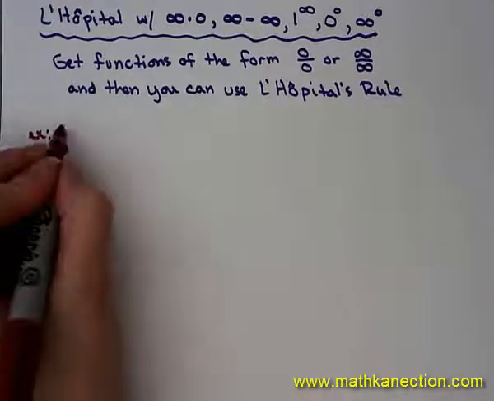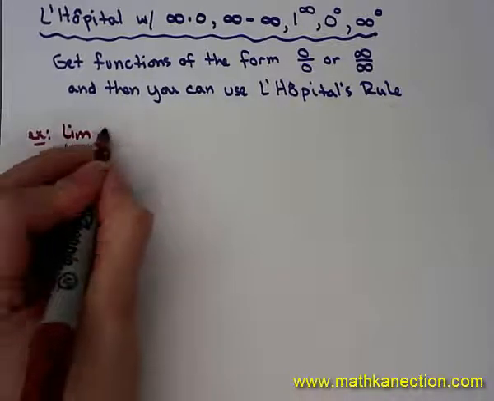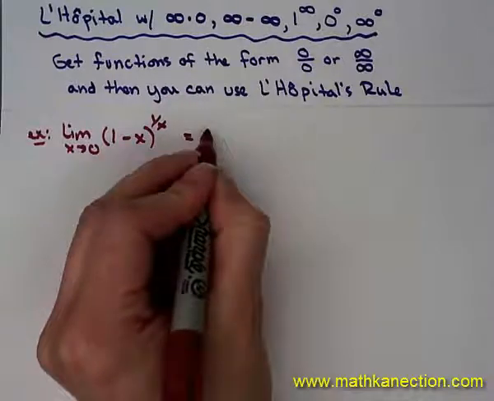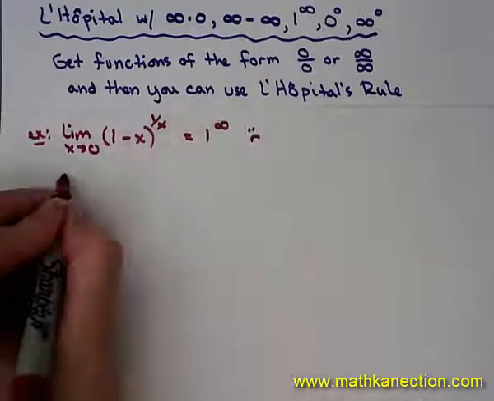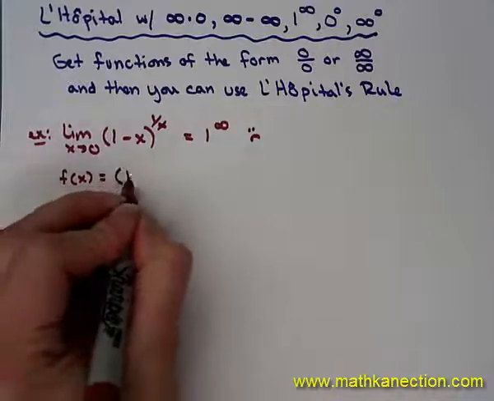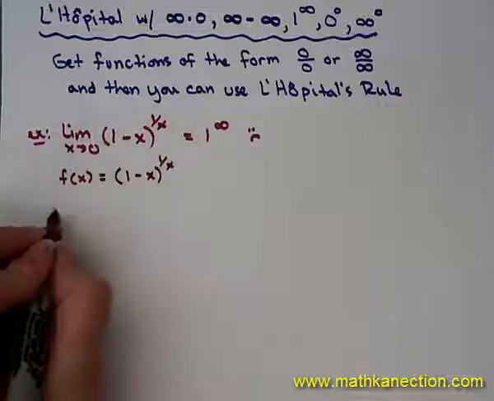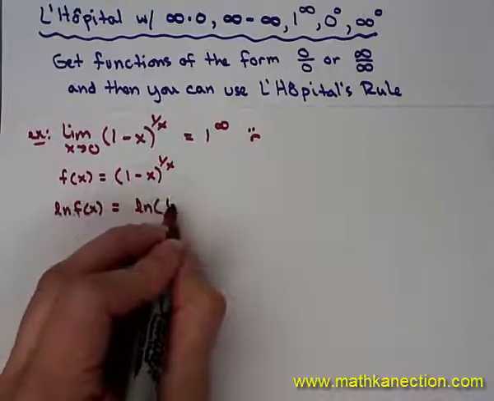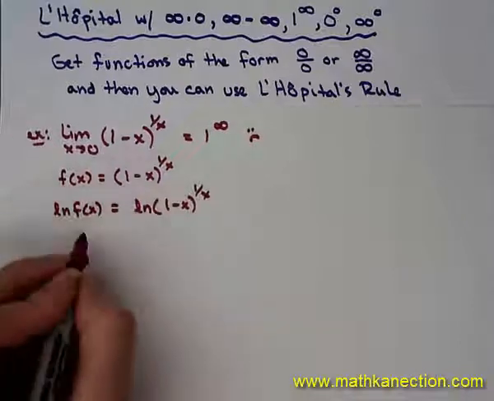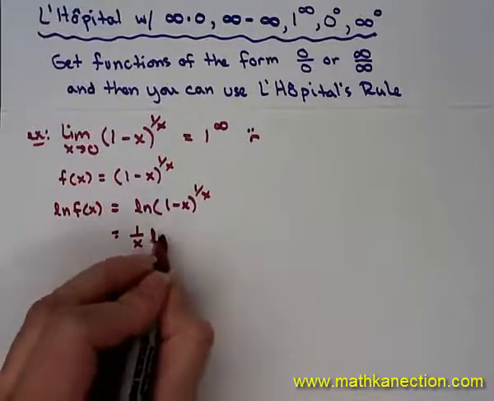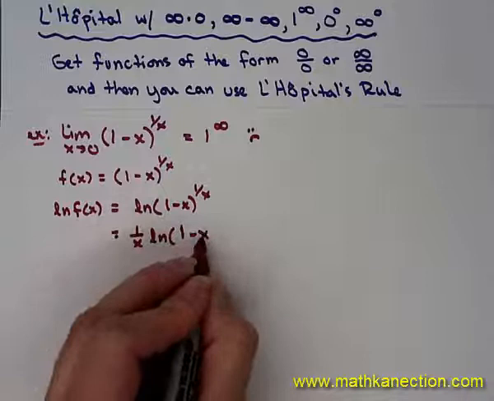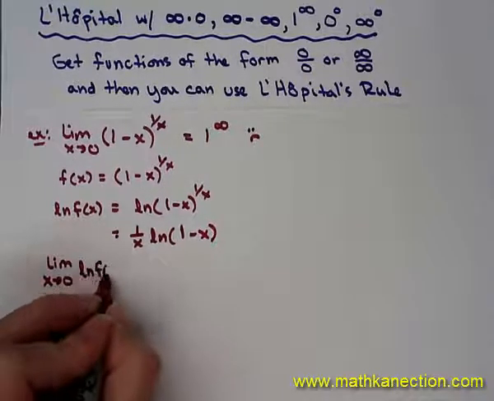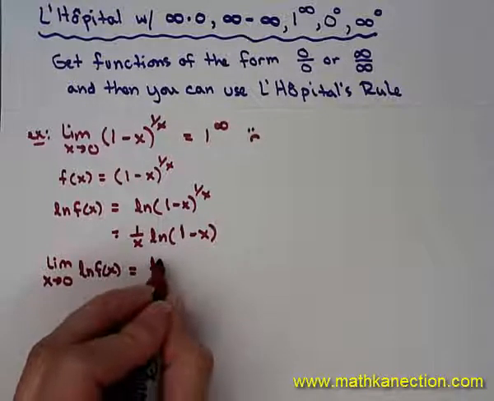Next example, I'm going to look at the limit as x approaches 0 of the function 1 minus x to the 1 over x, which when substituting in 0, we get 1 to the infinity, which is of the indeterminate form. So let the function 1 minus x to the 1 over x be f of x. Taking the natural log of f of x, the exponent can move in front, so we have 1 over x, natural log of 1 minus x. So we'll look at the limit as x approaches 0 of 1 over x, natural log of 1 minus x.